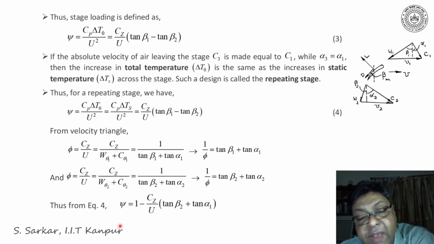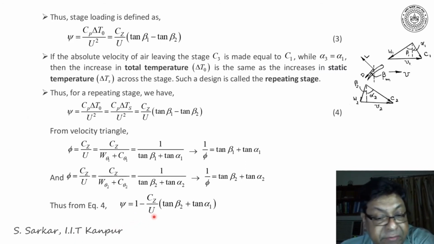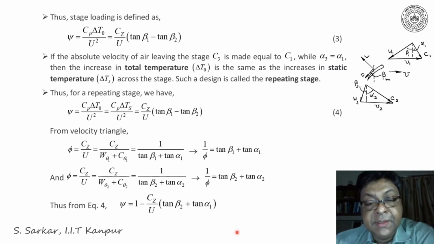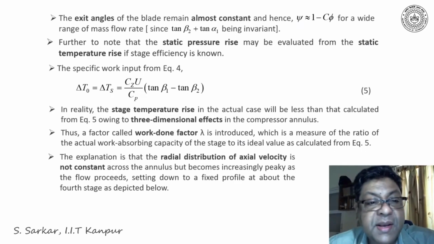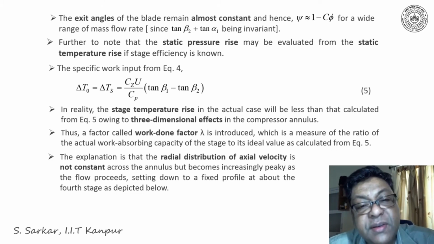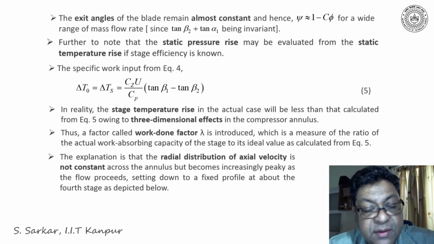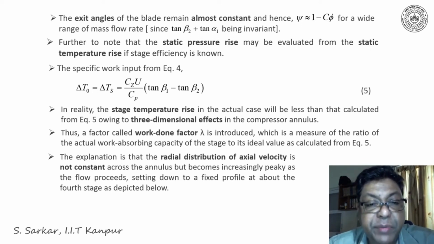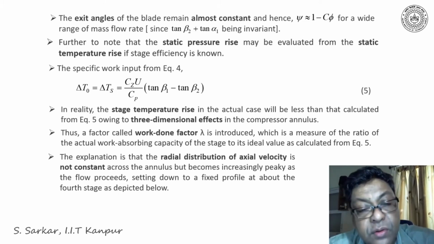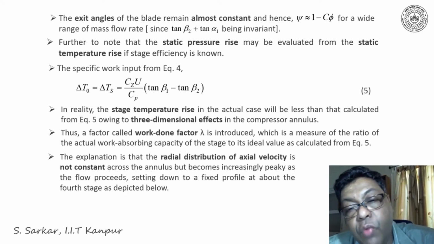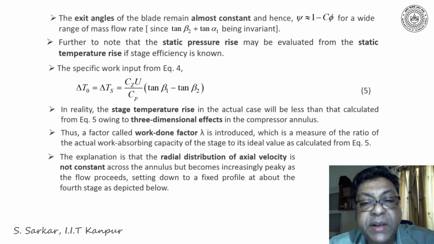Equation 4 now can be written as psi is equal to 1 minus phi into (tan beta 2 plus tan alpha 1), where Cz by U is equal to flow coefficient phi. I would like to state here that the exit flow angles of the blades remain almost constant. Here, beta 2 is the exit flow angle of the rotor and alpha 1 is that of the stator. Thus, the summation of tan beta 2 and tan alpha 1 will be invariant. Hence, following the earlier equation, psi would be approximately equal to 1 minus some constant into phi. That is, the psi-phi relation would be linear for a wide range of mass flow rate.